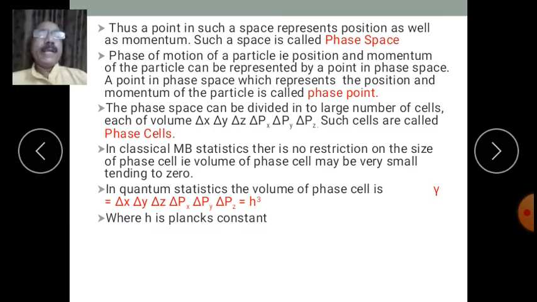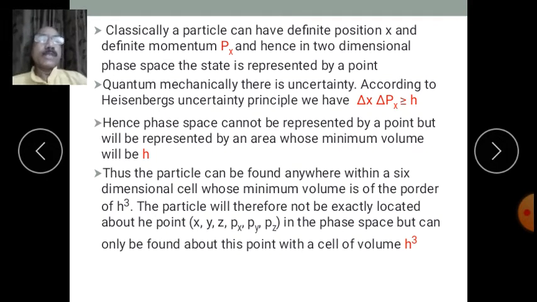So according to quantum statistics, the volume of phase cell is this much: delta x into delta y into delta z into delta px into delta py into delta pz, which is equal to h cube, where h is called as a Planck's constant. So this volume gamma is equal to h cube, where h is the Planck's constant, isn't it?